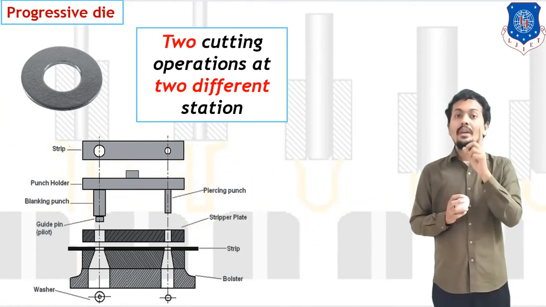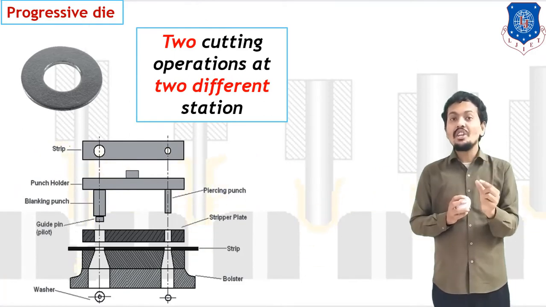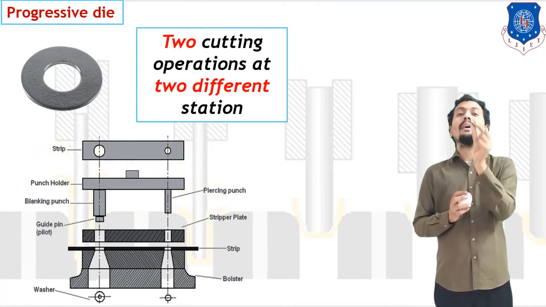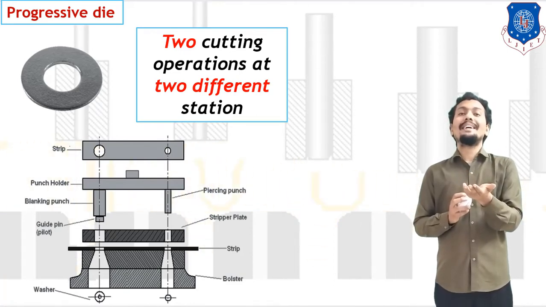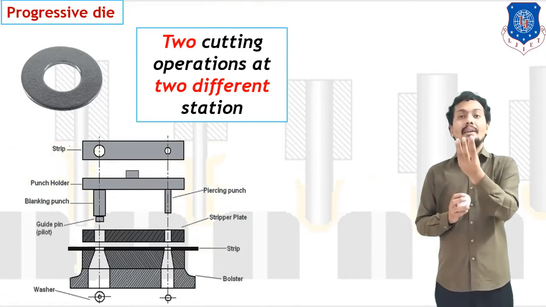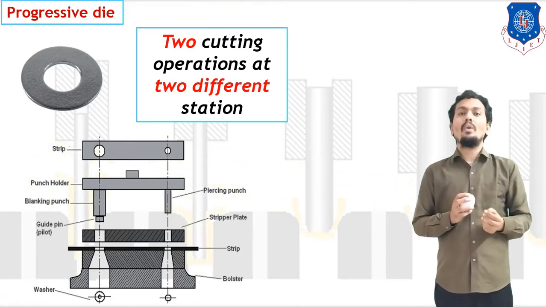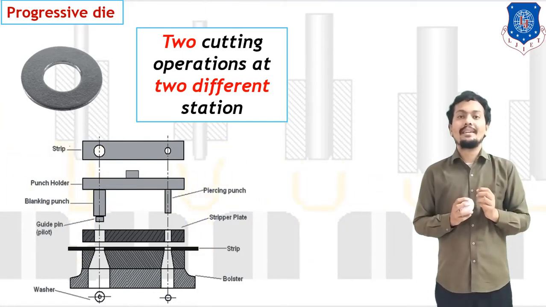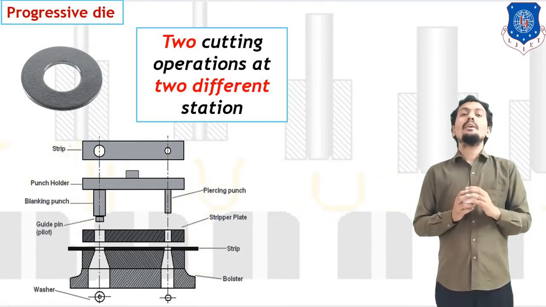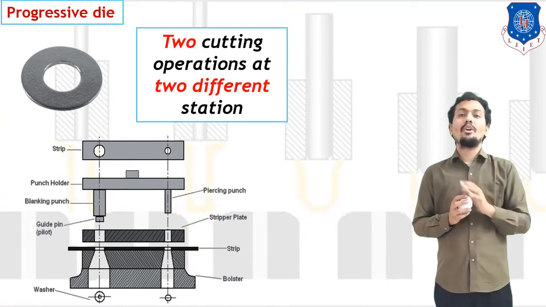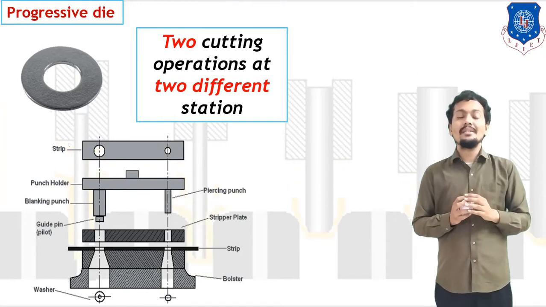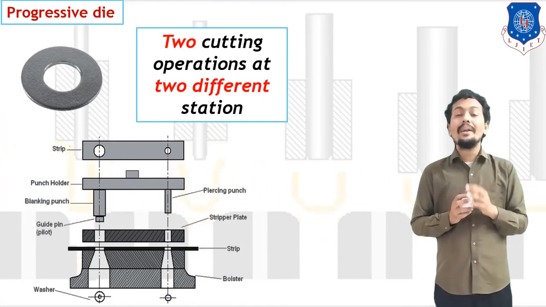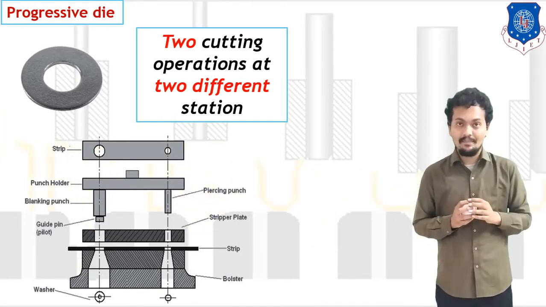another station. So here one operation is punching because we can cut the hole, that is the inner diameter hole, and the second operation is blanking because we can cut the part and we have to use this type of washer. That's why this operation is known as blanking, right? So here one operation is punching and the second operation is blanking, right? So here two different operations are performed at two different stations or places, right?